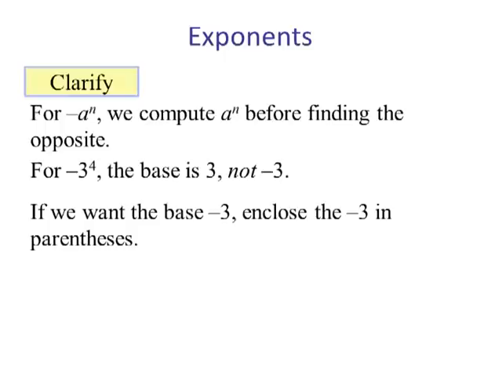Now to clarify a common mistake involving negative numbers and exponents. For negative a to the nth power, we compute a to the nth before finding the opposite. For negative 3 to the fourth power, the base is 3, not negative 3. If we want the base of negative 3, we enclose the negative 3 in parentheses.